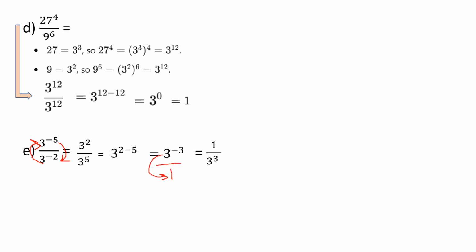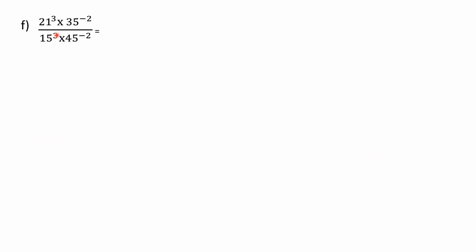Take it to the denominator, it will be positive 1 over 3 cubed. Using this rule, a to the power minus n is equal to 1 over a to the power n. Finally, let's start with part F. Pay attention here. Also, I have negative exponents. So before you start, before you solve, get rid of the negative exponent.